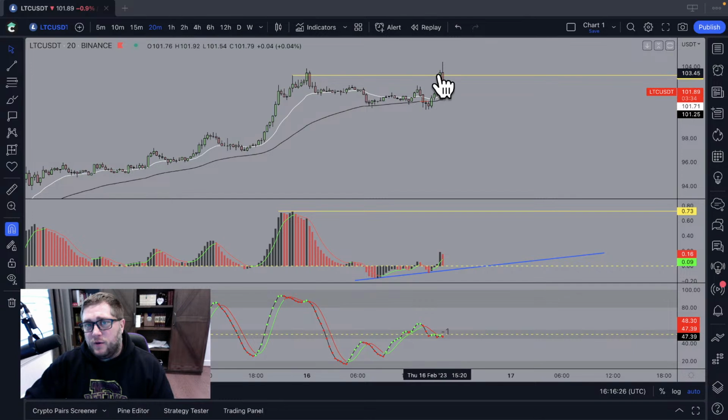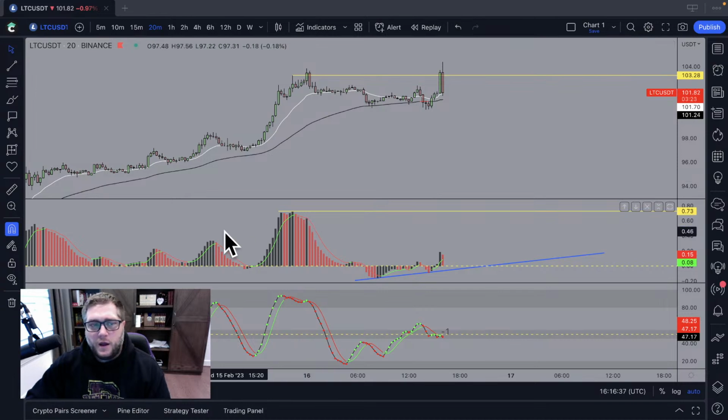And look right here. It broke above it. Everything that came above it came back down and touched that yellow line, our horizontal line, because that is our divergence. Clear-cut divergence.